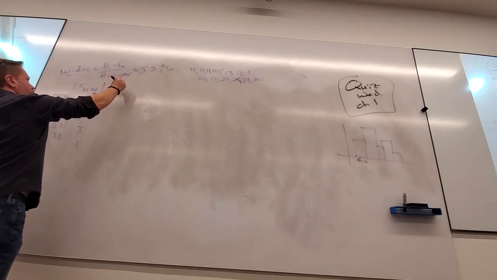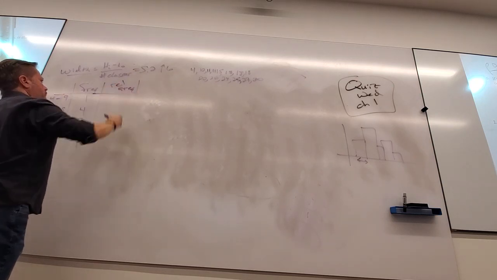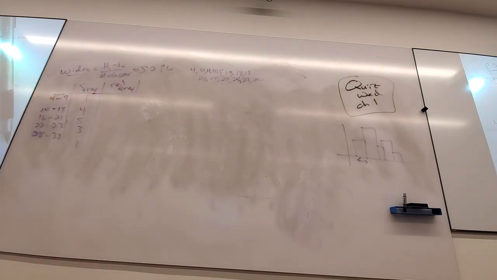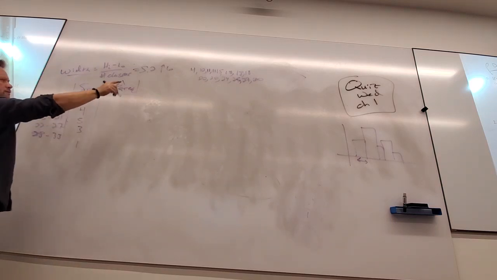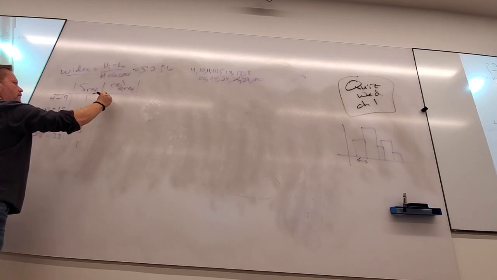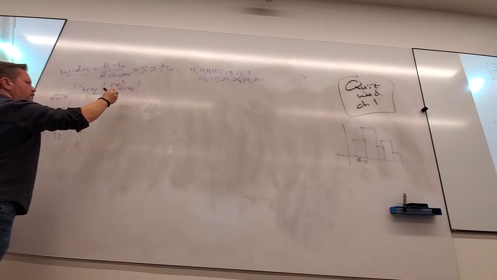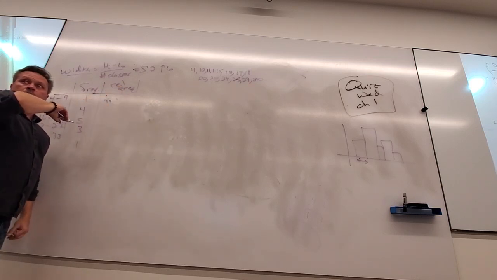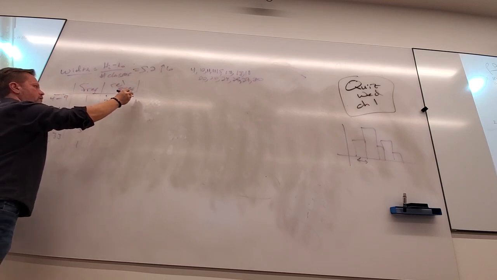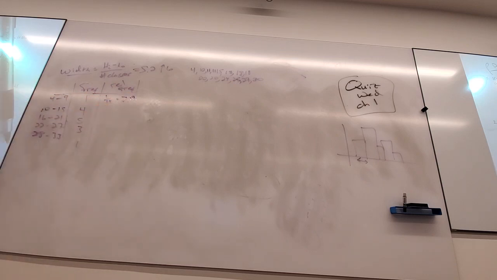How do they get the relative frequency? Or what I like to call the real freak? In this case, it would be 1 out of 14, which is like 7-something percent. 7.14. So we'll say 7.1. We're doing this by hand, so 1 decimal place is plenty.